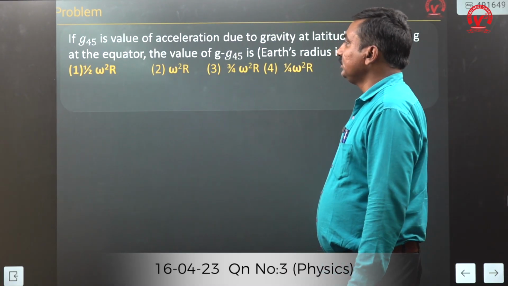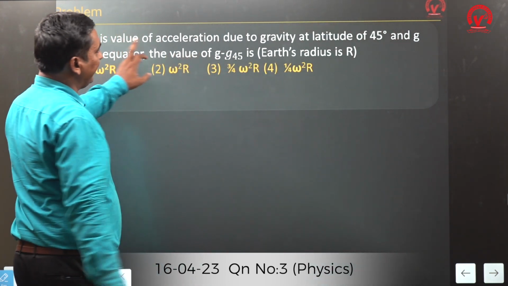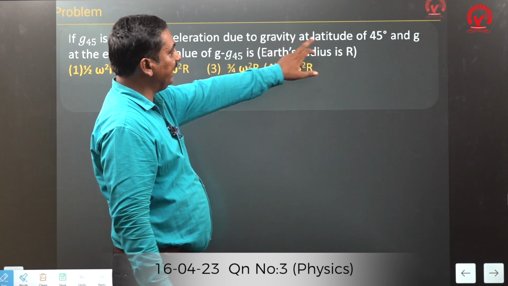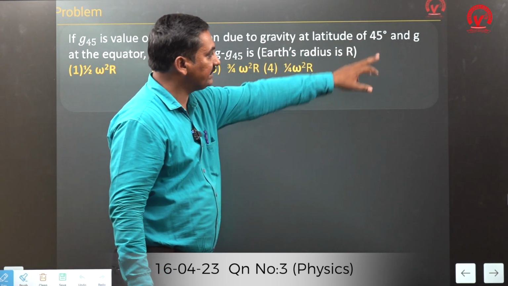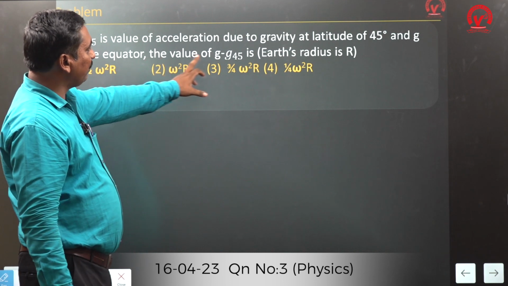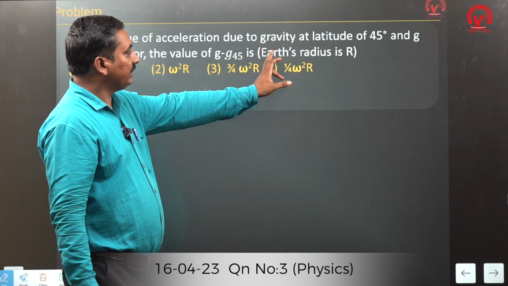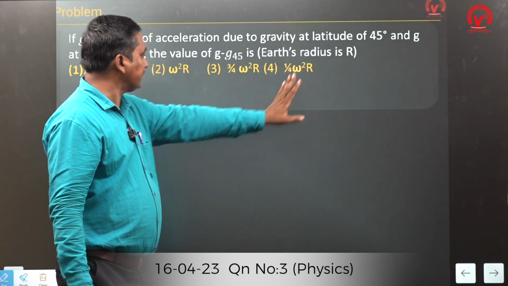Next question. See here, if g45 is the value of acceleration due to gravity at latitude of 45 degrees and g at the equator, the value of g minus g45 is, here capital R is the earth's radius.